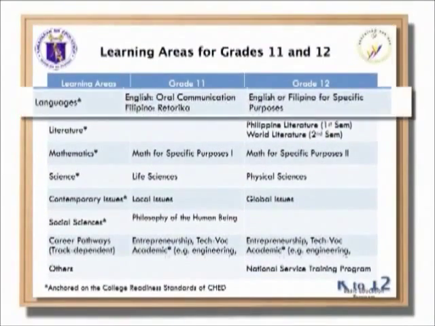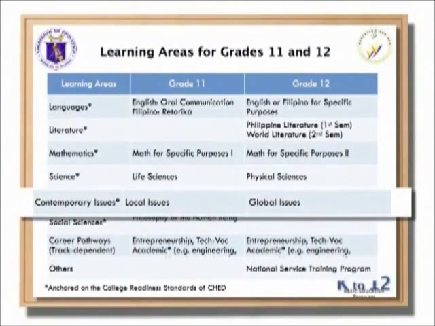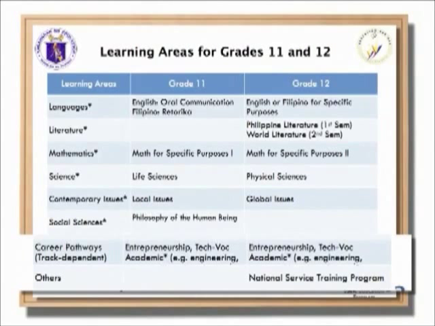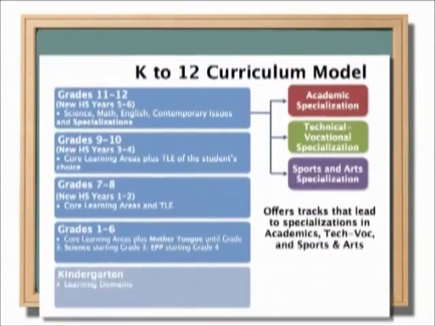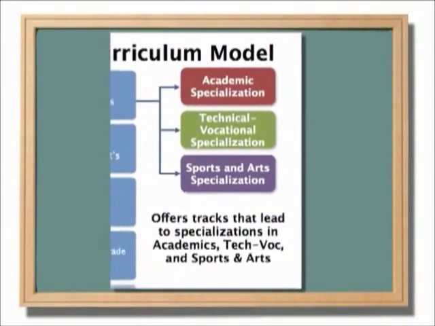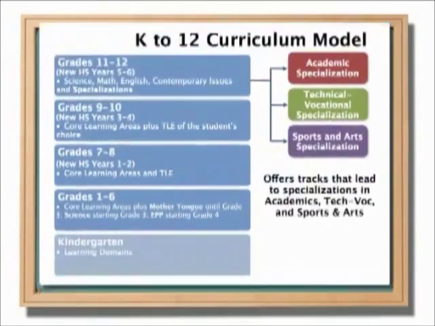The learning areas for grades 11 and 12 include languages, literature, mathematics, science, contemporary issues, social science or humanities, and track-specific subjects: academic disciplines leading to college degree, entrepreneurship, technical vocational, arts and sports, and other specializations. The contents of the various learning areas are based on the college readiness standards of the Commission on Higher Education. They will be equivalent to the courses offered on the general education curriculum of the higher education institutions.